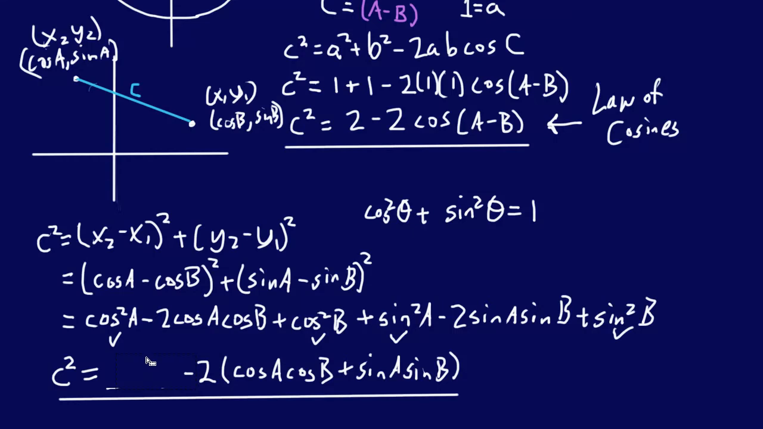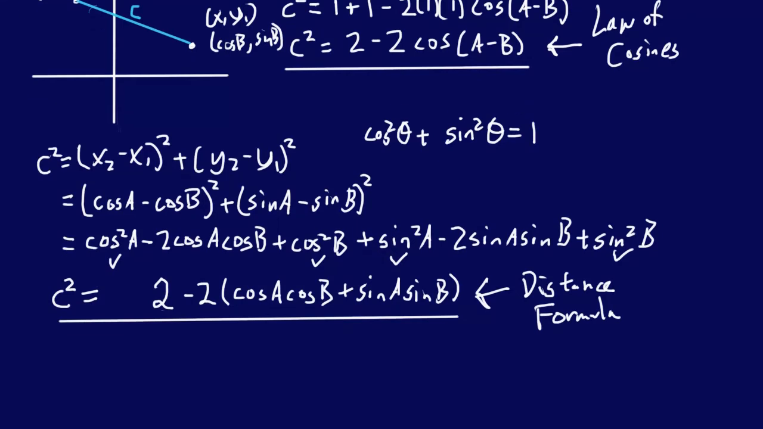So this becomes 2. And let me erase this so this isn't confusing anyone. So this result right here came from the distance formula. And then this result came from the law of cosines. And since they're both equal to c squared, we can actually put them together. So let's go ahead and do that.